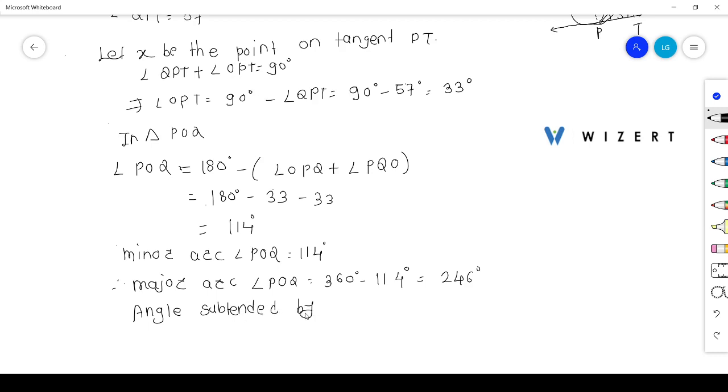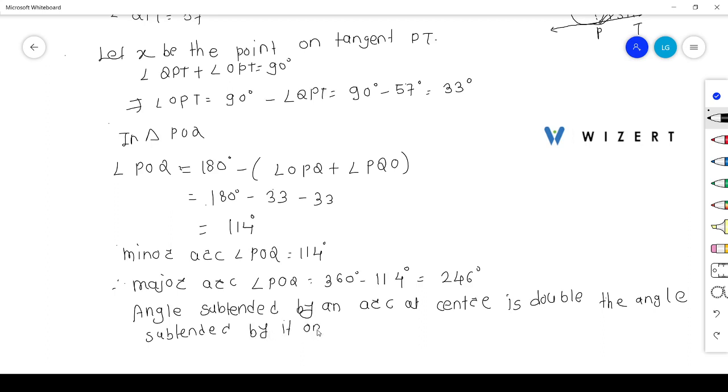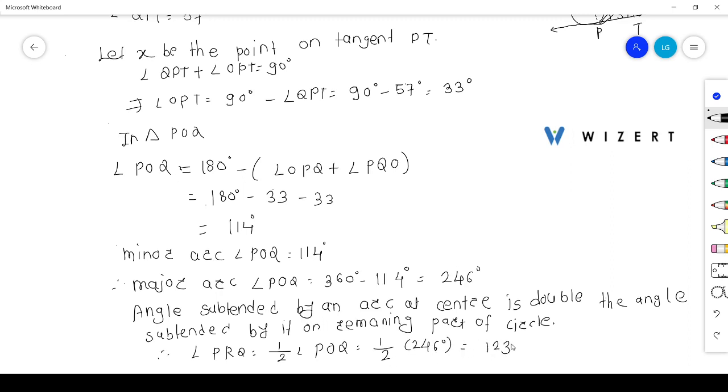Now, as the angle subtended by an arc at the center is double the angle subtended by it on the remaining part of the circle, angle PRQ will be 1/2 angle POQ, that is 1/2 of 246 degrees, which means 123 degrees.